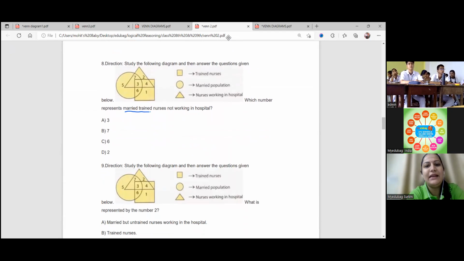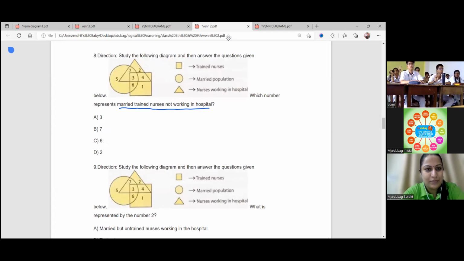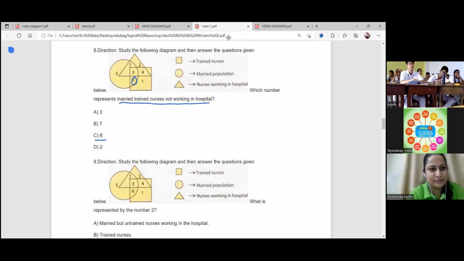Now, married trained nurses but not working in the hospital. She should be married and trained but not working in the hospital. Second, but these are the trained and working in the hospital. Third one, it is sixth one. Okay, they are not working in the hospital.